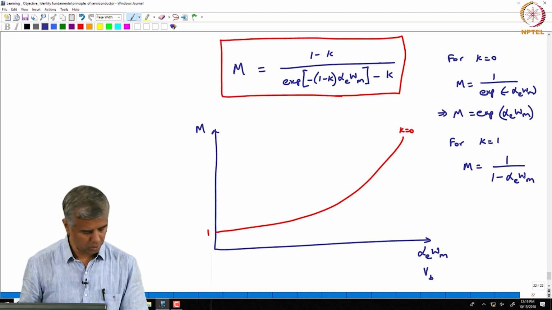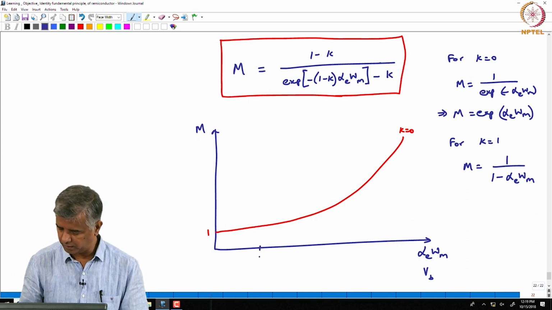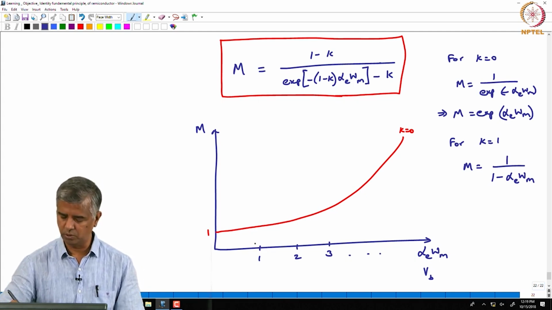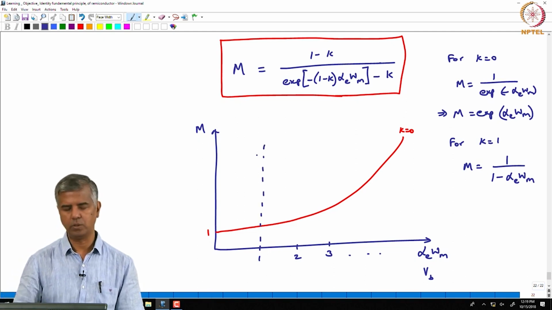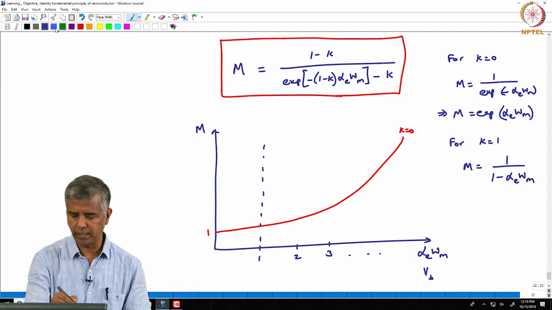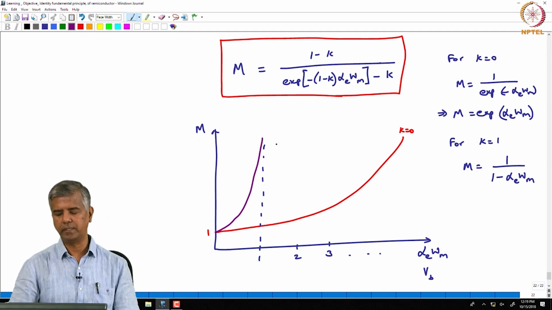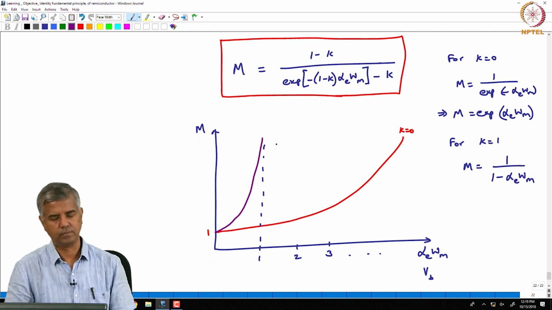So, how do you plot that? Here, let us say this is 1, 2, 3 and so on. So, this is asymptotic with respect to alpha e W m equal to 1. So, in this case, it will be something like this.